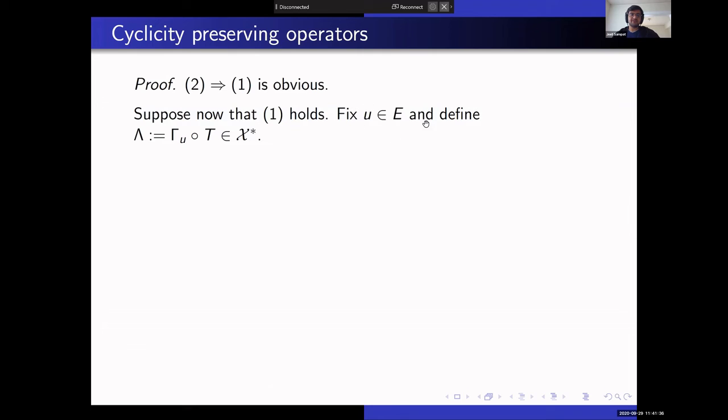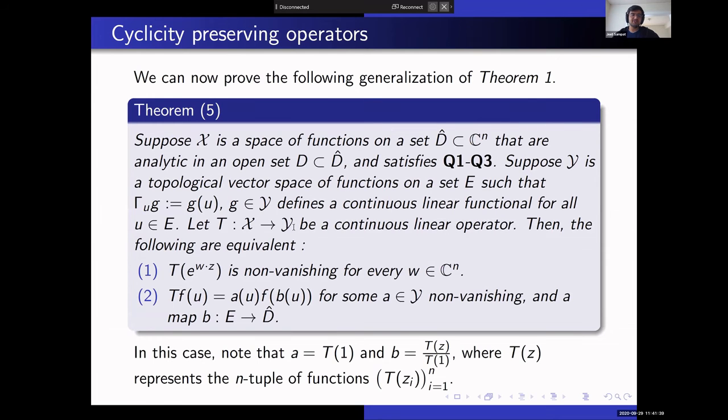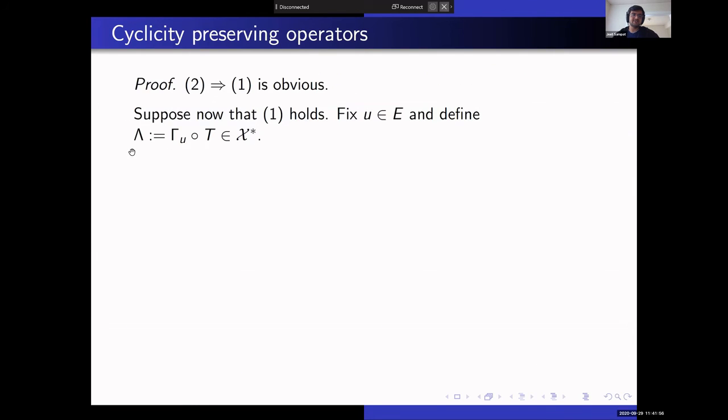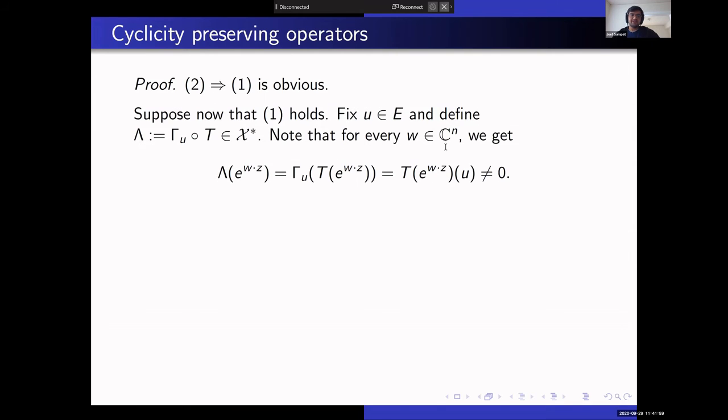So I'm going to fix a point U in the domain of this space, and I'm going to extend this operator via the point evaluation on that point E. So now I'm going to take point evaluation on the set Y at U, and I'll compose it with that functional, and I'll obtain this functional lambda. And know that for each W, lambda of E to the WZ is given by this composition, which just means evaluating T of E to the WZ at U. And since we assumed 1, we know that this function is non-vanishing, and hence you get something non-vanishing over here. So something non-zero over here.